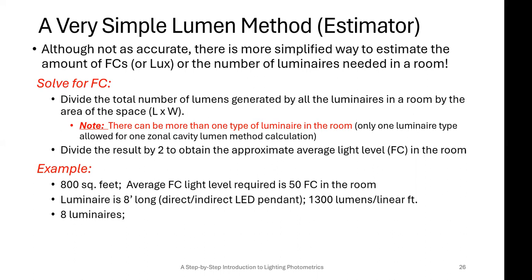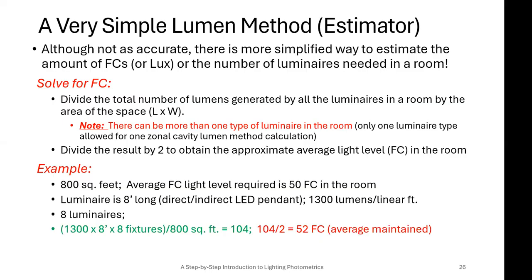So you run that formula that we just talked about, and you've got 8 luminaires. Here's the math. You have 1,300 lumens per linear foot times an 8-foot fixture times 8 fixtures, divided by the square footage. That gives us 104. Then we divide 104 by 2, and guess what? We've got 52 foot candles, average maintained. Everybody can use this little formula, this little cheat sheet, and do this.